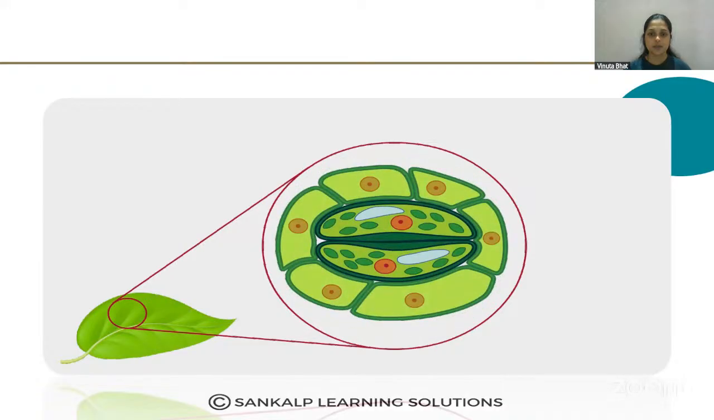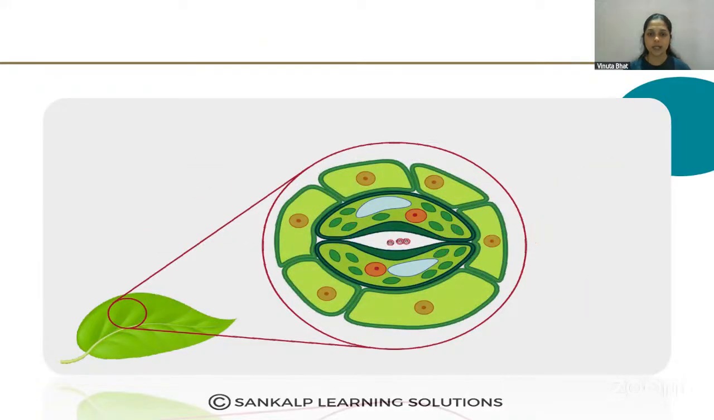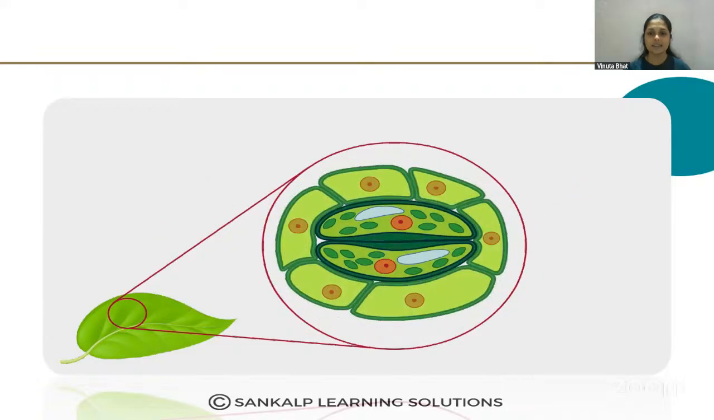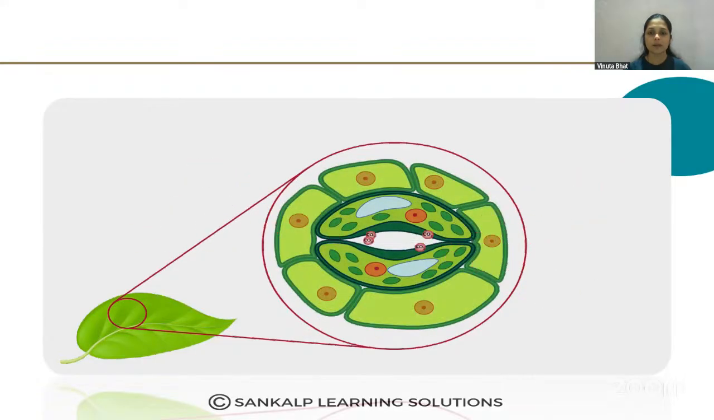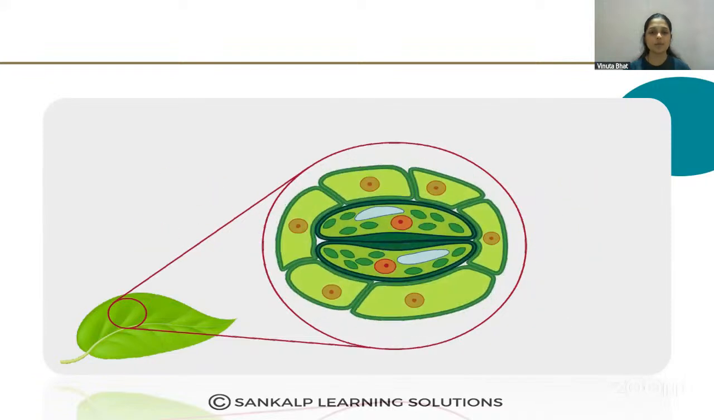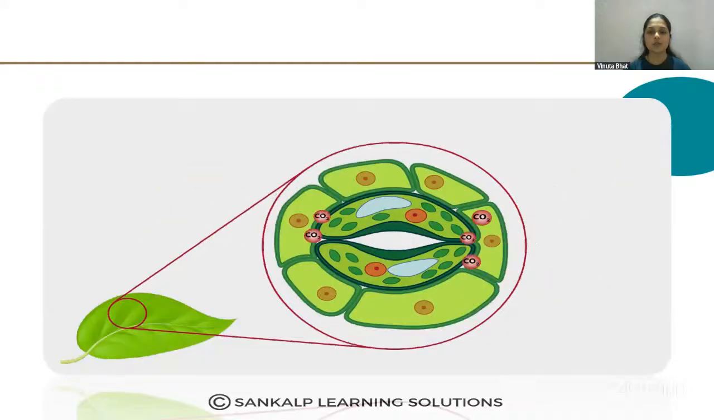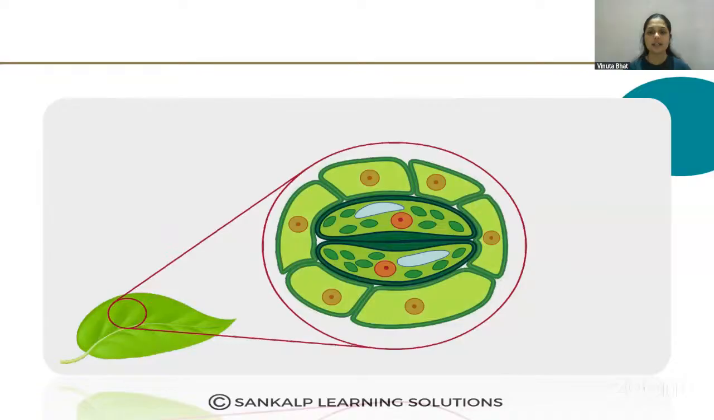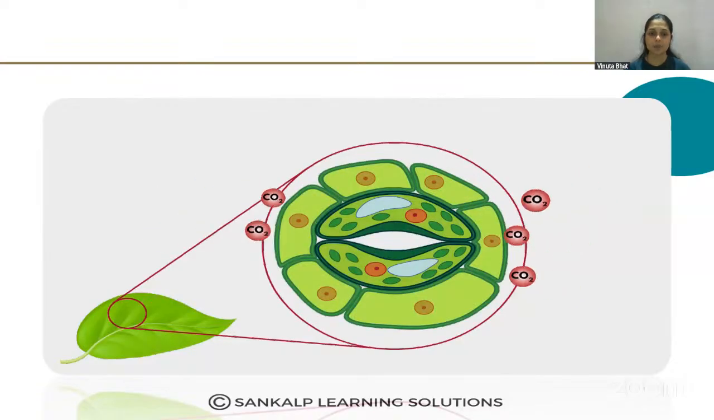Yes. So now the stomata is open, carbon dioxide moves inside the cell. Then water and oxygen move out through the stomatal pore. Okay. So see how the movement of guard cells, the bean shaped structures, takes place. Okay.